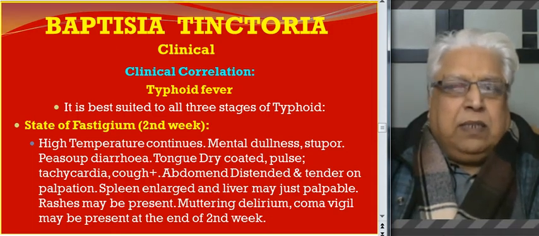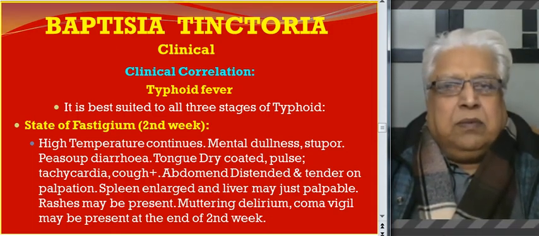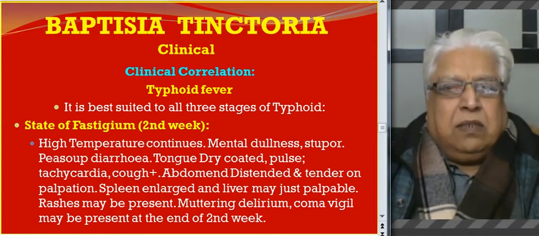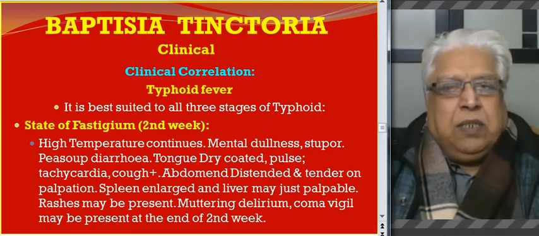just palpable in the early second week. Rashes may be present, delirium, muttering delirium, and coma begins, showing the serious state of toxic presentation. By the end of the second week you will find the spleen much more easily palpable.